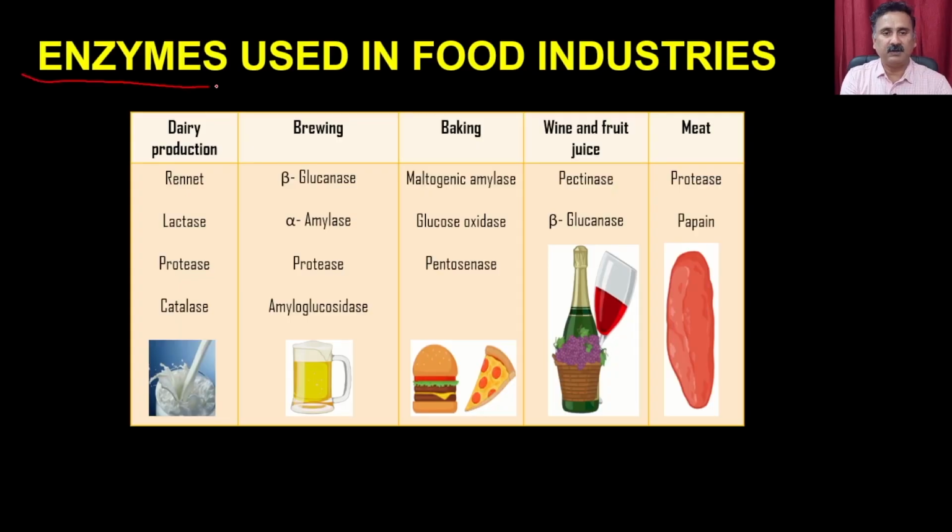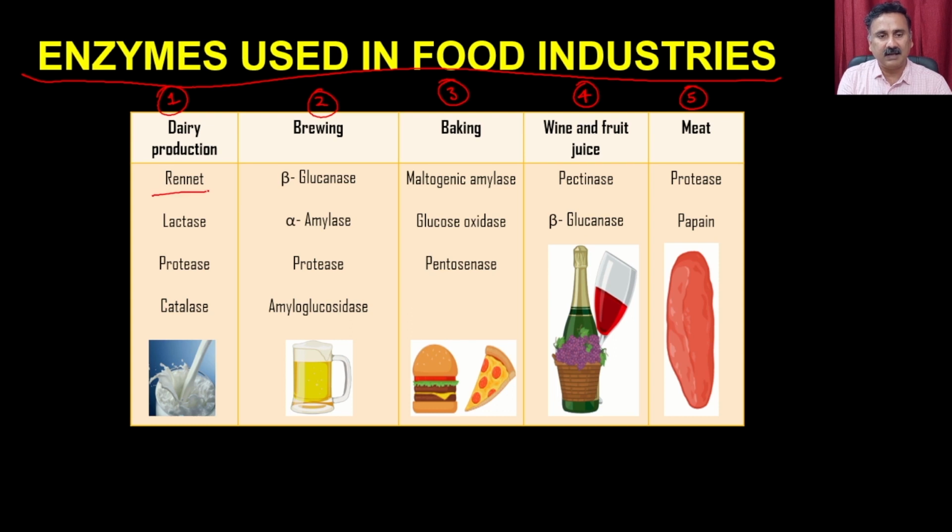So you are going to use different types of enzymes in the food industry. You can have the dairy industry, you can have the brewing industry. The brewing industry is going to produce alcohol. You can have the baking industry, which produces cakes and pastries and all that. And then you can also have the wine or fruit juice industry, and you also have the industry for the meat.